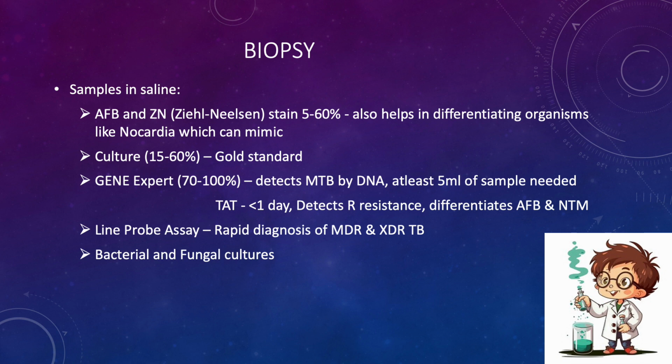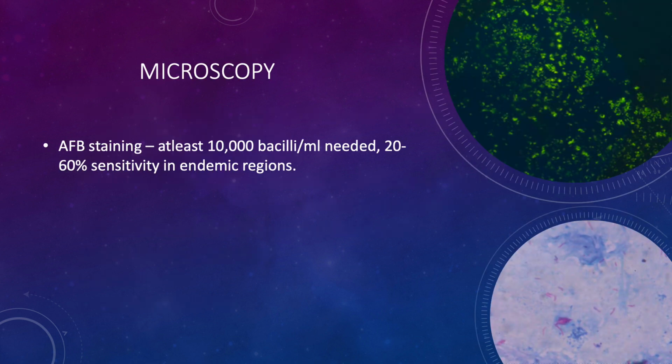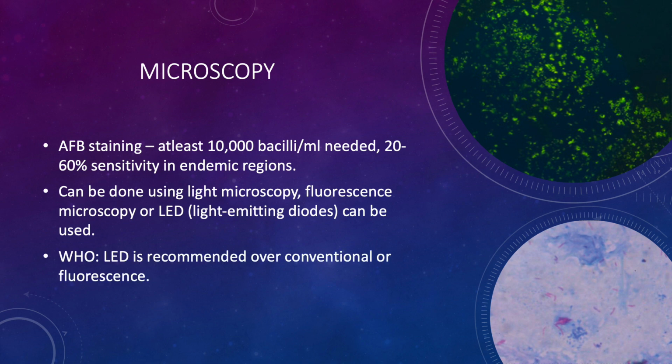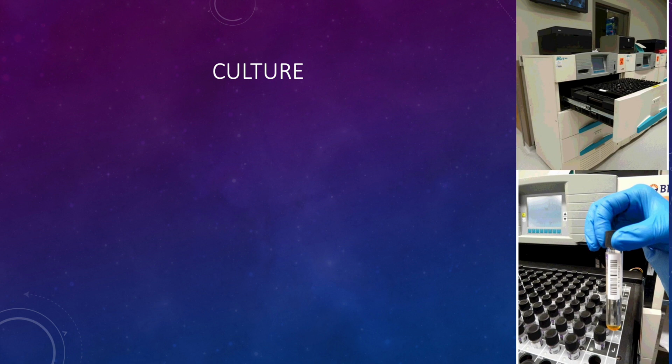So once you have the biopsy in hand, you have to send some of it in saline and some of it in formalin. The one in formalin, you send for histopathology. And the one in saline, you send for staining like AFB, ZN, culture, GeneXpert, line probe assay, bacterial and fungal culture. For microscopy, at least 10,000 bacilli have to be there in order to detect in AFB staining. So it can be detected by light microscopy; fluorescence or light emitting diodes can be used. WHO recommends LED over the conventional method.